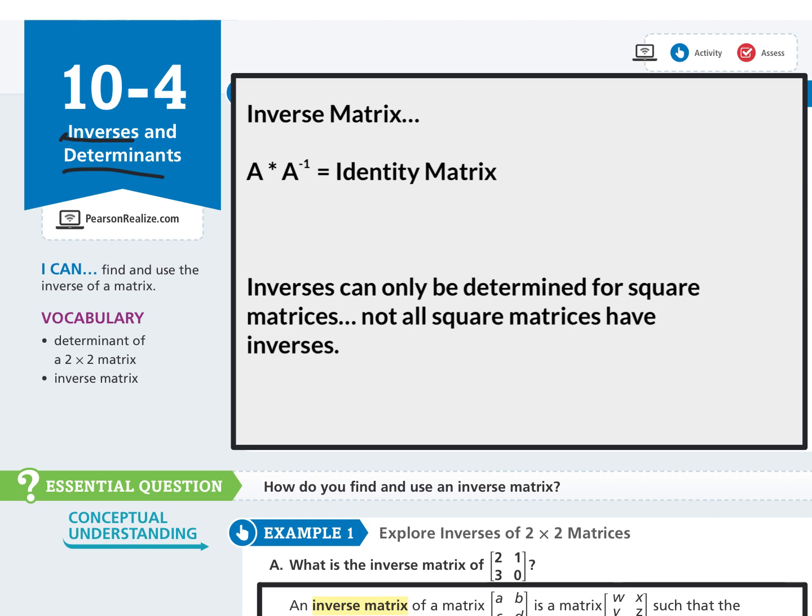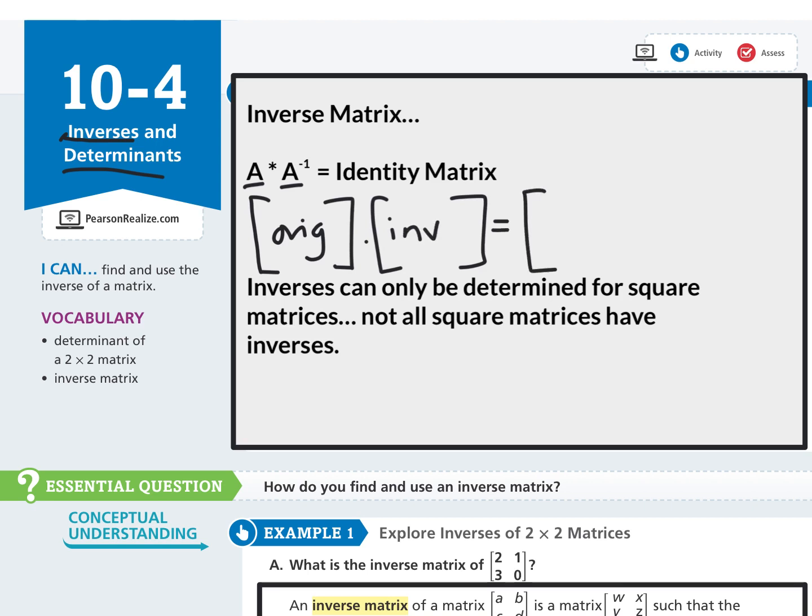The inverse is defined as two matrices that multiply by each other, so a matrix and its inverse. And when you multiply, you get the identity matrix. So for instance, if you multiply the original times its inverse, you will get the identity matrix. And remember, the identity matrix is kind of like that reduced row echelon form where you have the ones that run diagonal.